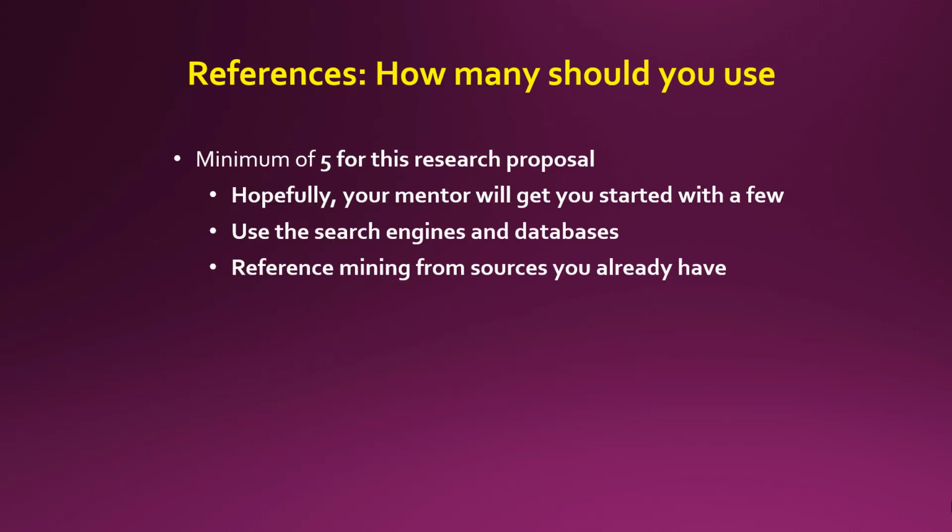So how many references should you use? Well, for this research proposal, I expect a minimum of 5 references. Hopefully, your mentor will get you started with a few. If you haven't already received any from them, now is the time to contact them and ask them for a couple of references related to your research project. You can use the search engines and databases that we talked about last semester, Google Scholar or PubMed.